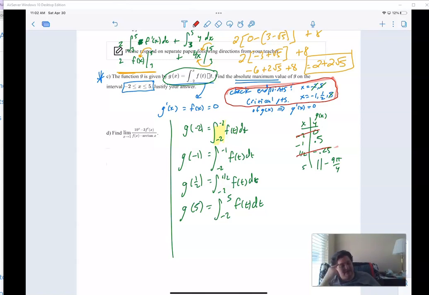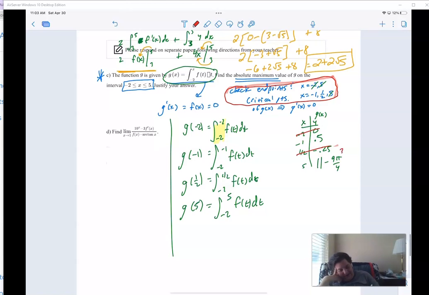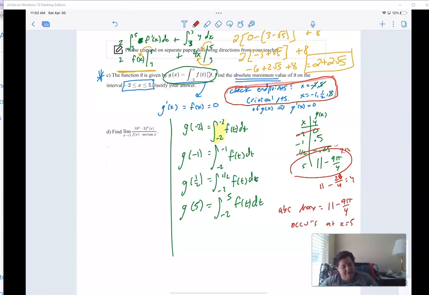Let's think. If I estimate pi as 3, that's like 27 over 4, maybe 28 over 4. 28 over 4 is 7, so 11 minus 7 is positive 4. There we go. So I have an absolute max of 11 minus 9 pi over 4, and it occurs at x equals 5. That's my absolute max. It's probably just asking for the 11 minus 9 pi over 4.